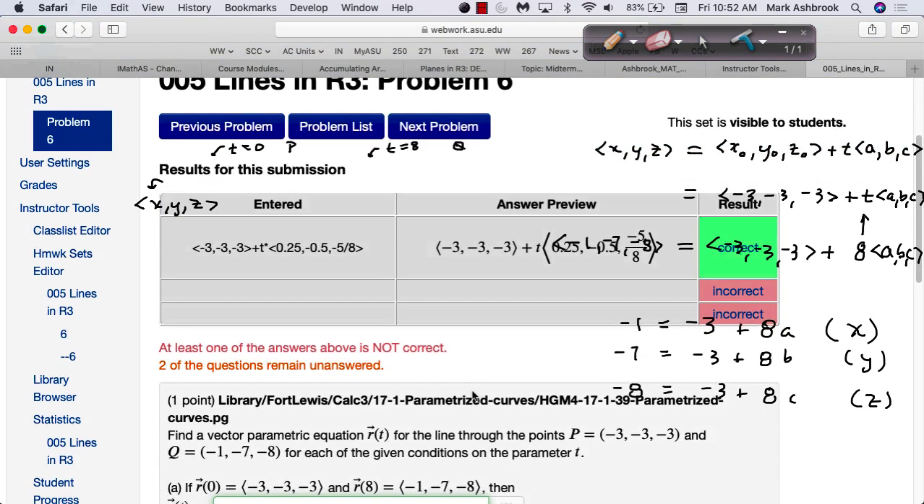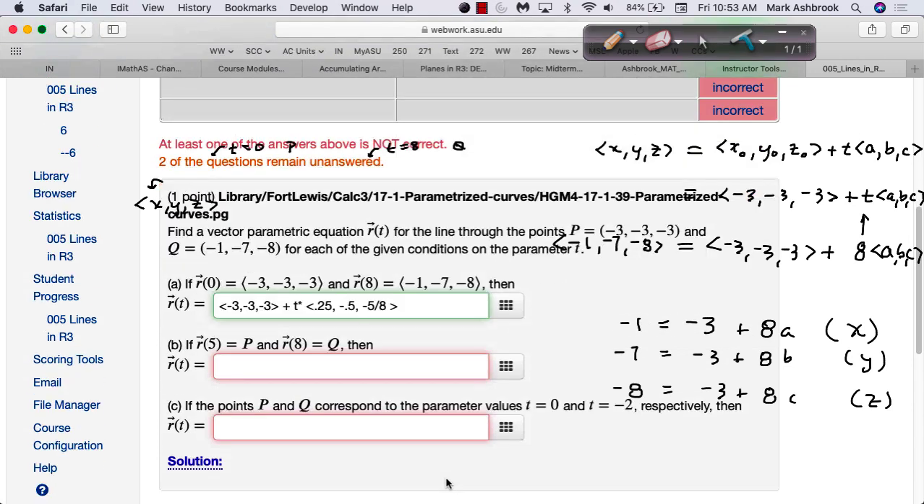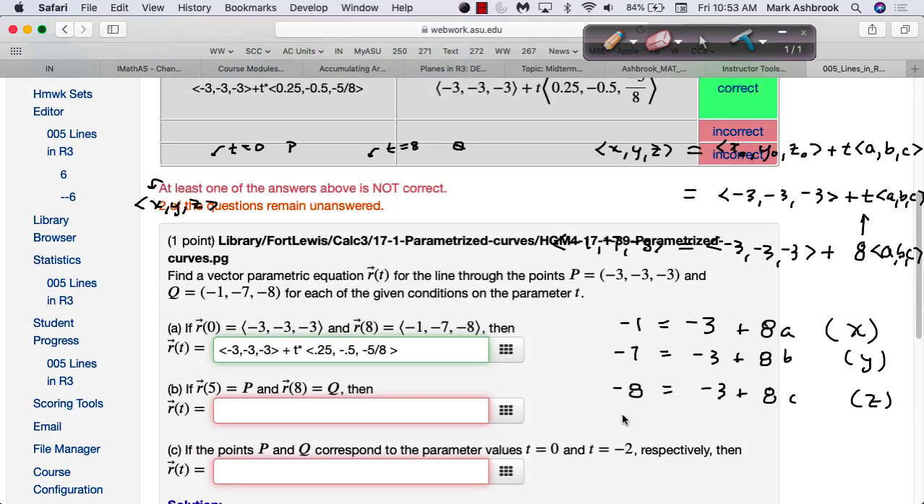Okay, so that gets you started on that one. That's kind of the gist of this. Because there's an infinite number of ways to write a line, they're specifying which way by giving you particular points that you should get for particular t values, and that will determine exactly which version of this same line you're going to write. So all your answers are going to be different versions of the line through PQ.